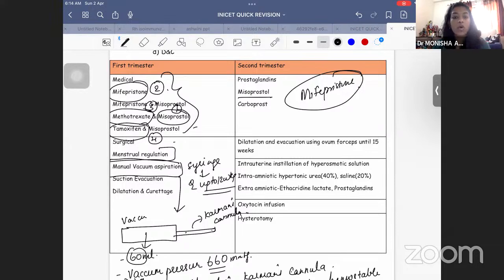Remember, carboprost is also used as a drug in the second trimester. Though when you come to the second trimester, what is most commonly used compared to the medical or the surgical? It is the surgical method. Surgical in the sense of dilatation and evacuation using an ovum forceps until 15 weeks, or you can use oxytocin. Last, when all this fails, the intra-amniotic or extra-amniotic instillation of ethacridine lactate or prostaglandins. And if all the methods fail, the last option will be hysterotomy.